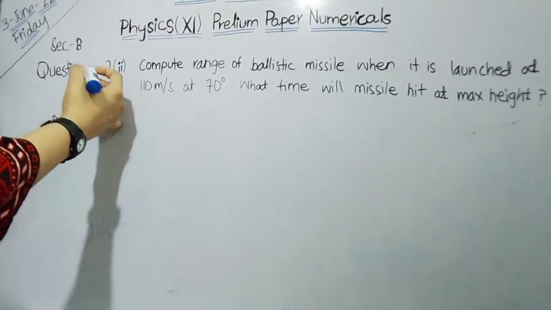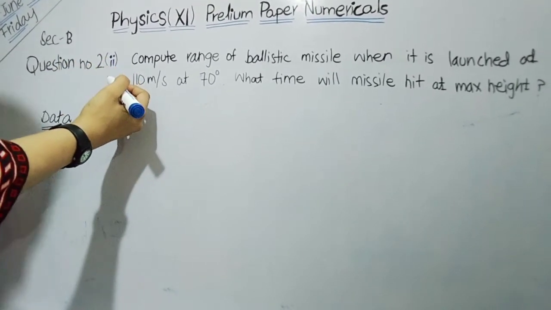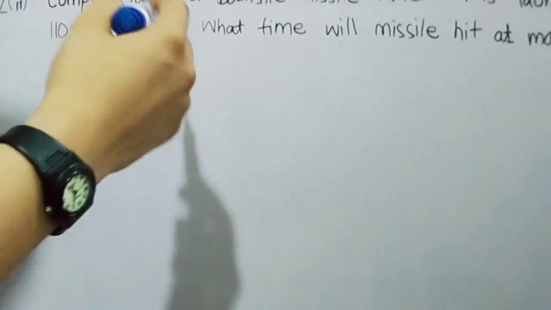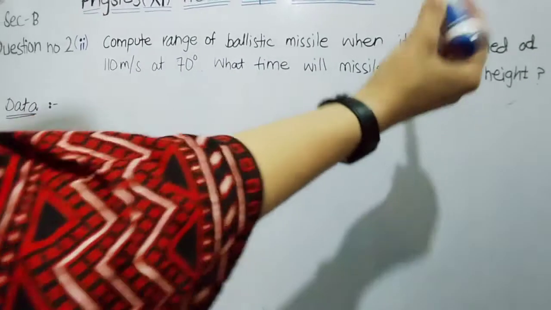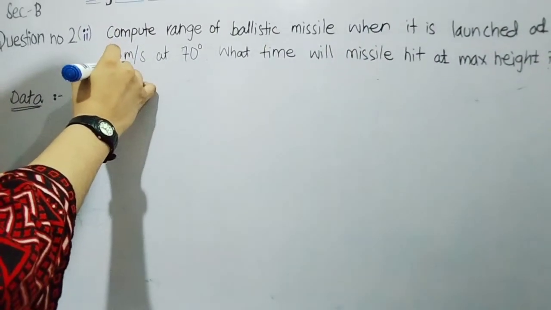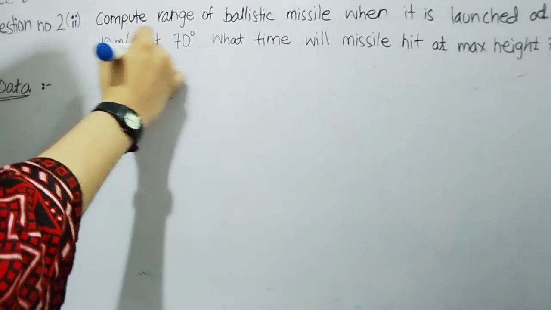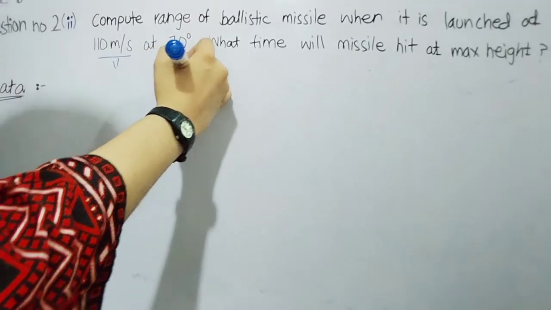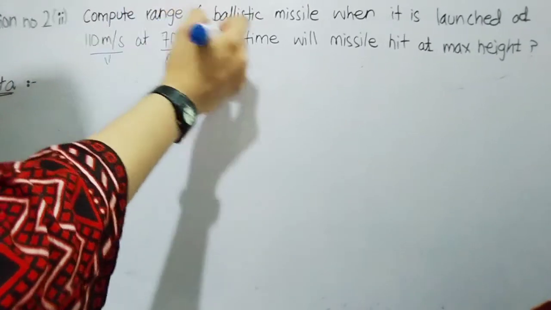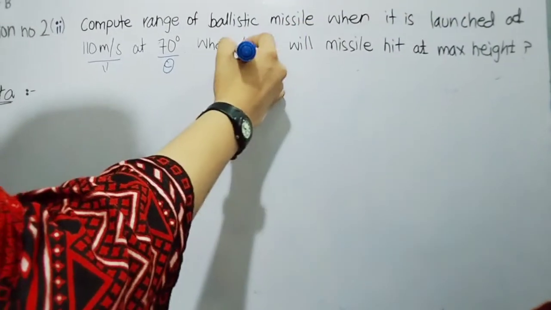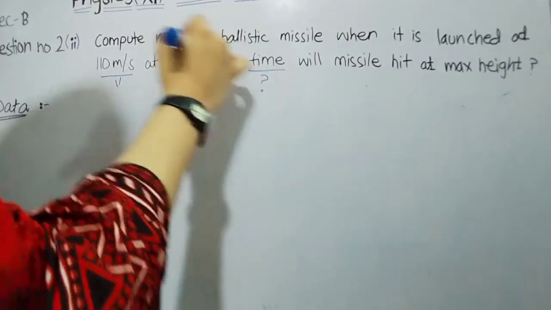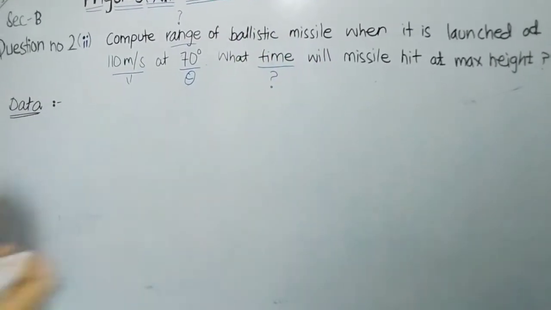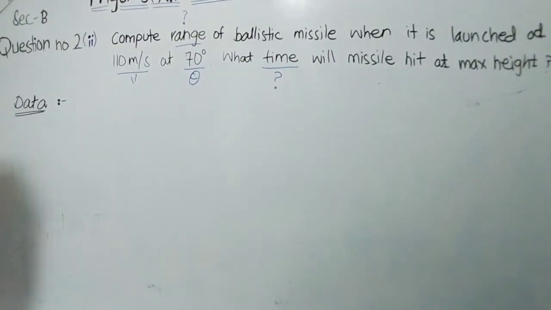So there we have question number 2 part 2, and the question given is: compute the range of the ballistic missile when it is launched at 110 meters per second, that is velocity, at 70-degree angle, that is our angle of elevation, and what time will the missile hit the maximum height? Now they're asking us two things. First we have to find the range, which is very easy, and then we have to find the time at the maximum height. Okay, that's a very easy question.